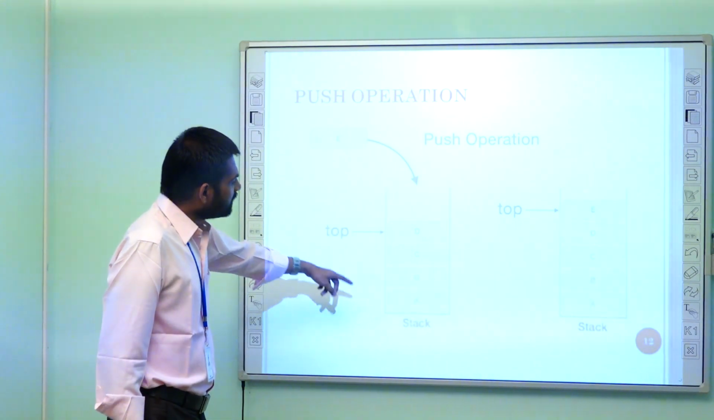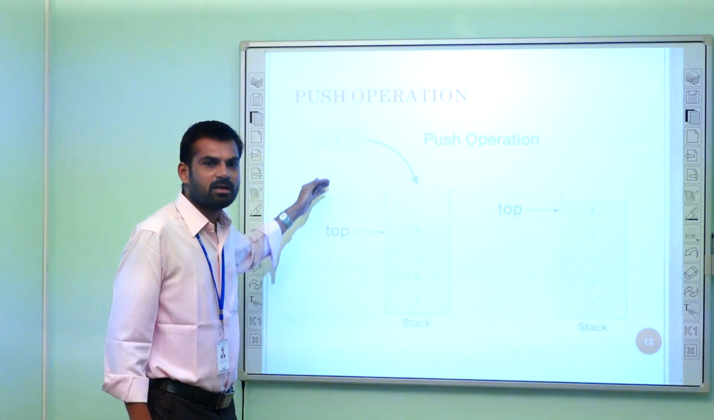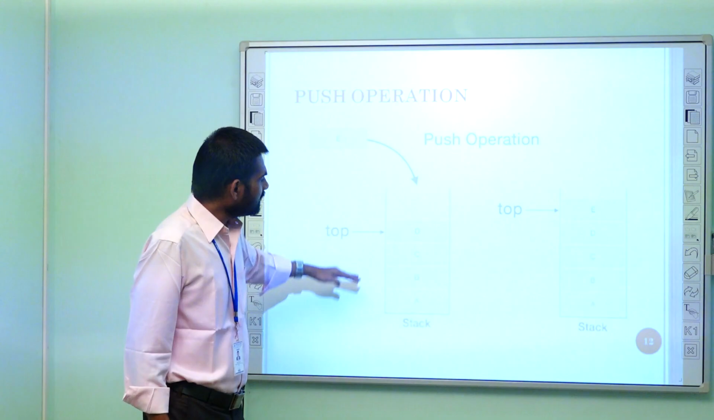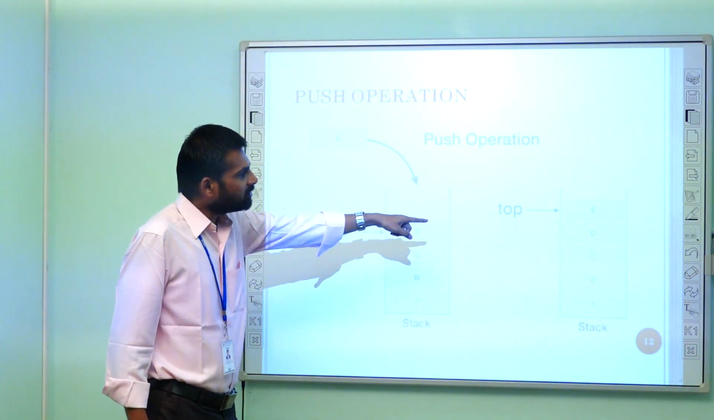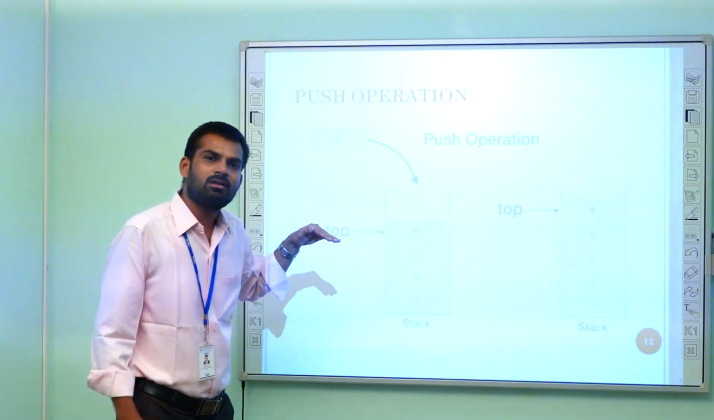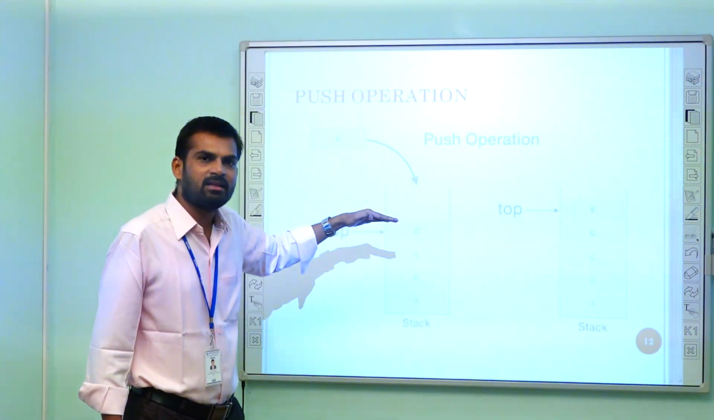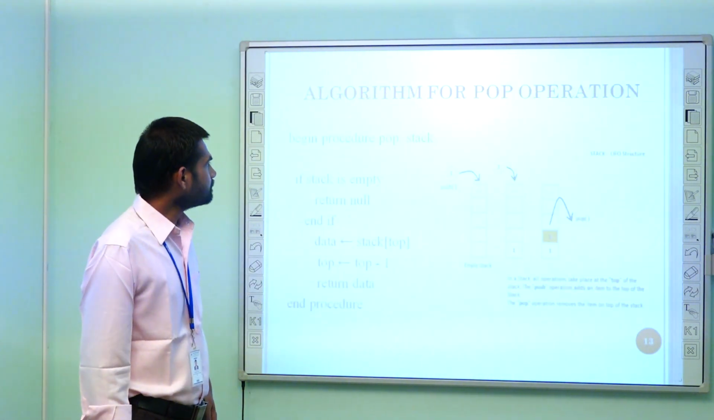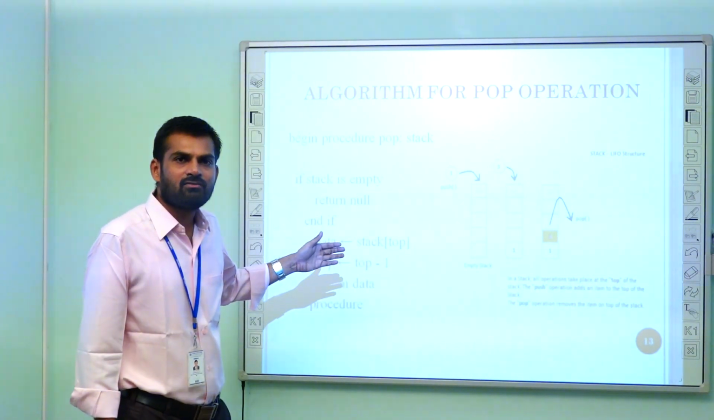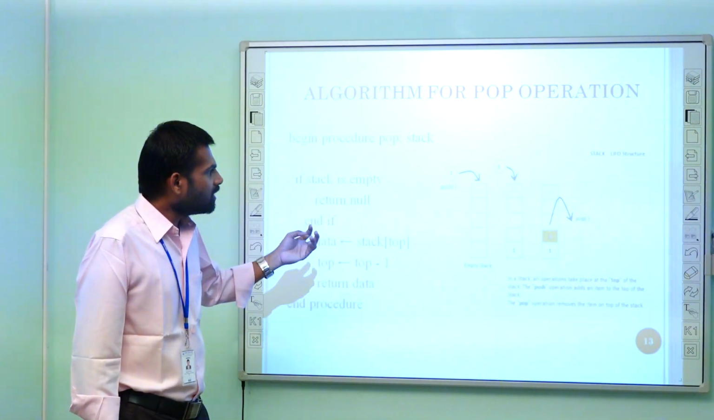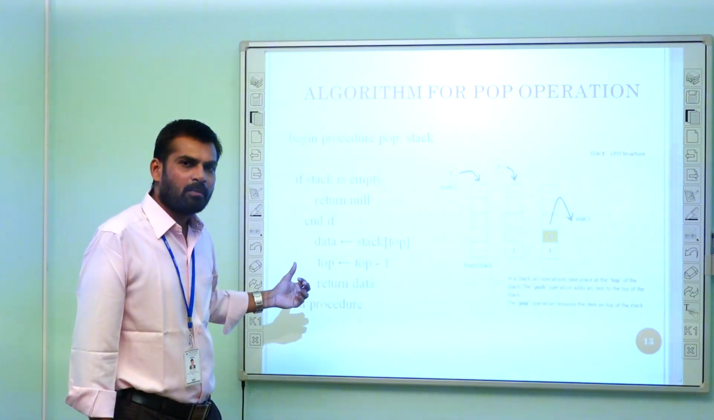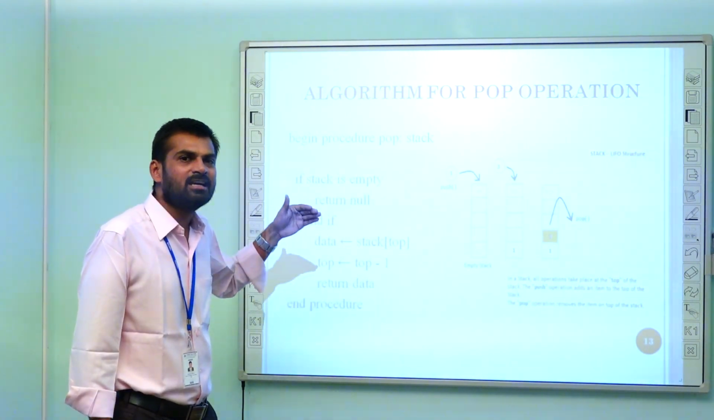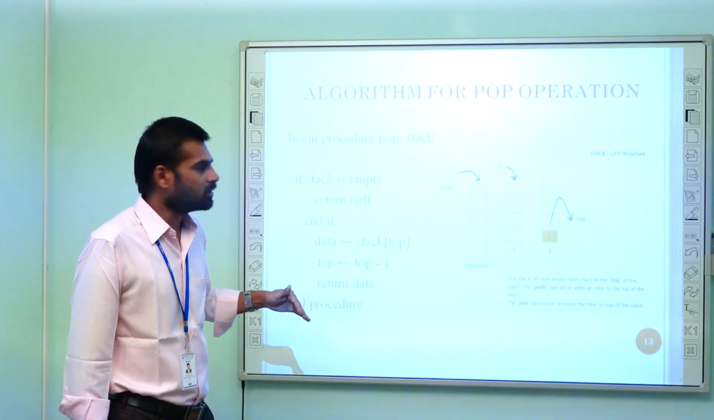I am inserting A, B, C, D. These are the values I am inserting, and the top pointer always moves level by level. At the end, the element which I stored last is where the top will be positioned. And this is the algorithm for the pop operation. While removing an element from the stack, we use top equals top minus 1, that is decrementing the value by 1.